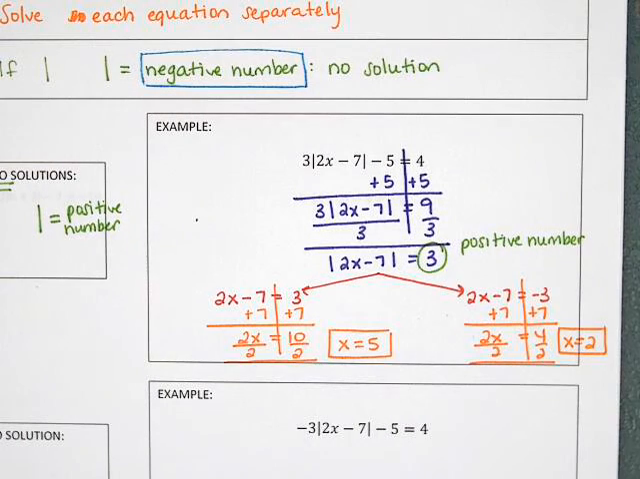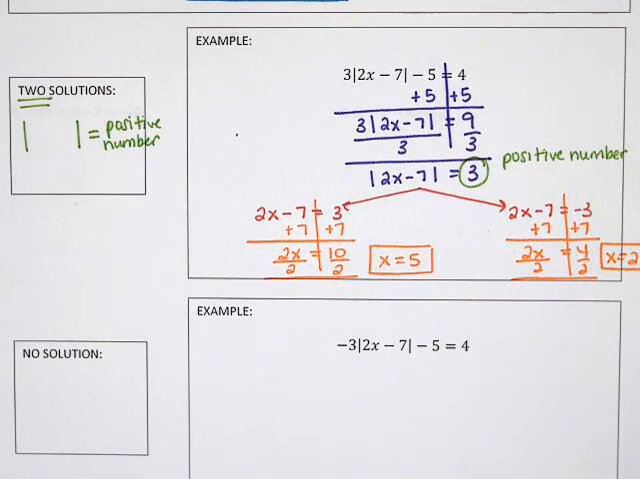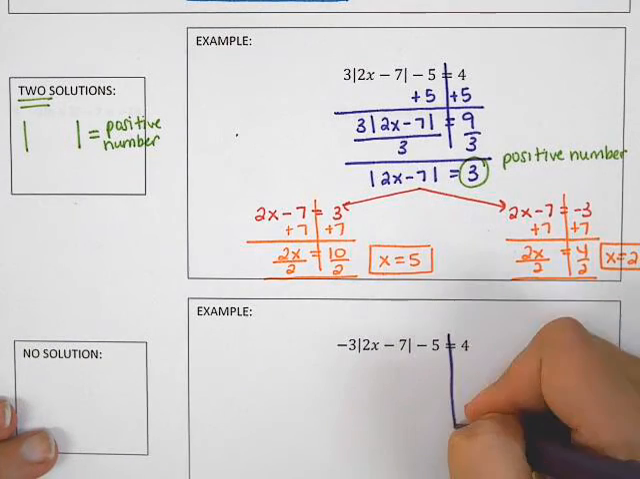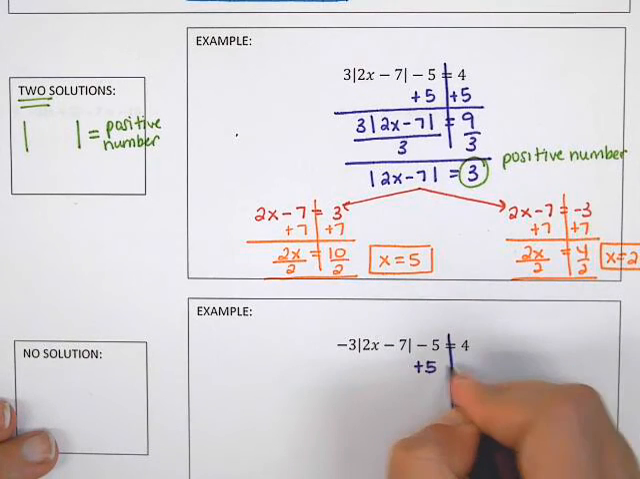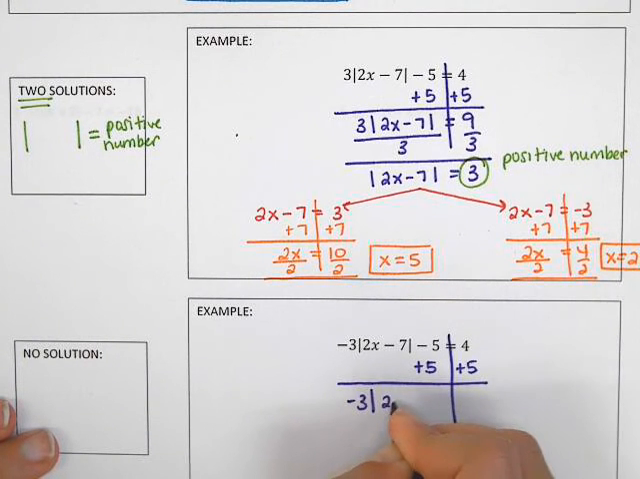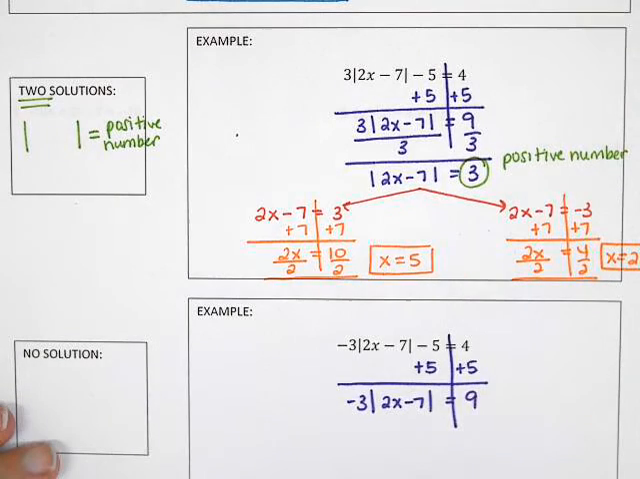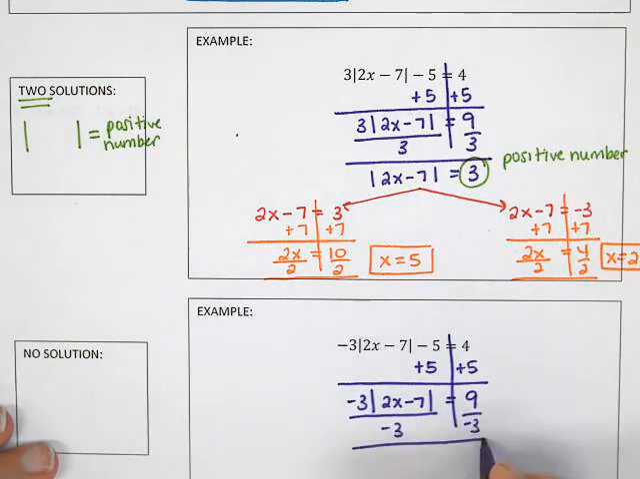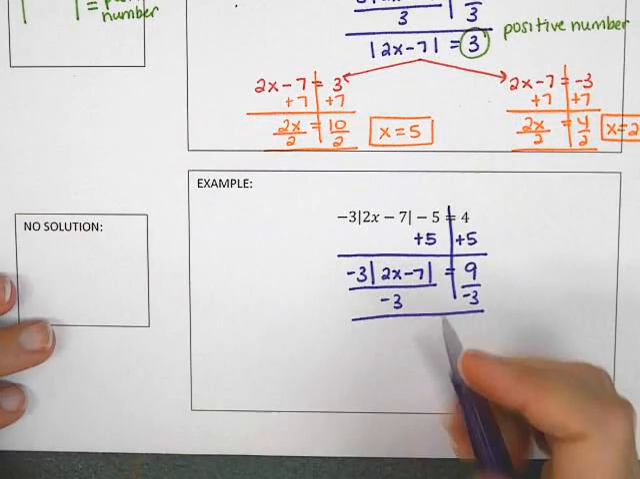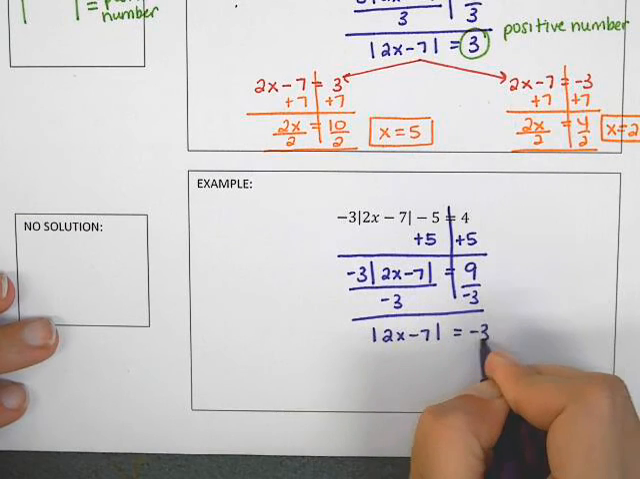Now, what is it going to look like when we should say that the problem has no solution? So let's look at an example. In this example, we again need to isolate the absolute value. So we're going to add 5 on both sides, and we get negative 3 times the absolute value of 2x minus 7 equals 9. Then we're going to divide by negative 3 on both sides. When we do that, we get the absolute value of 2x minus 7 equals negative 3.